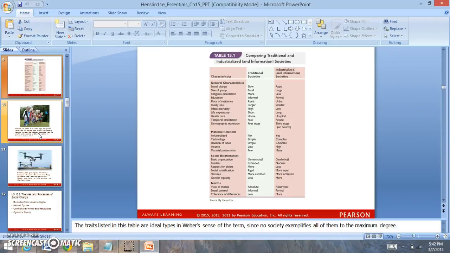Healthcare, traditional societies, that was at home. In industrial societies, that was in the hospital. So you notice these changes in society and the environment that affects these changes. So these are some of the things that you want to bring in your analysis to really do well. And if you have any questions, please let me know, but make sure to focus on these key concepts that we looked at.